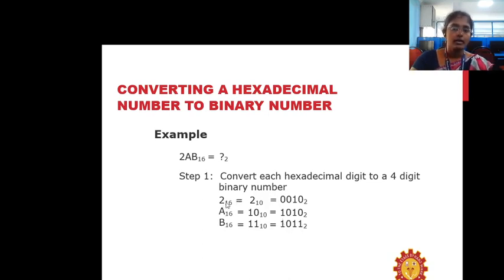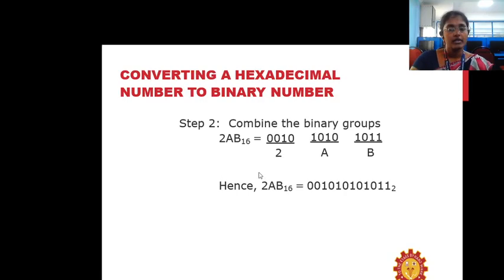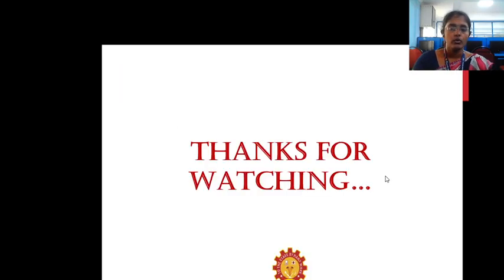These are the binary representations for each and every symbol given in the input. Then all together we represent all the 4-bit groups: 0010 for 2, 1010 for A, and 1011 for B. So now we have converted this hexadecimal number into a binary number. At last we represent it using the base of 2.